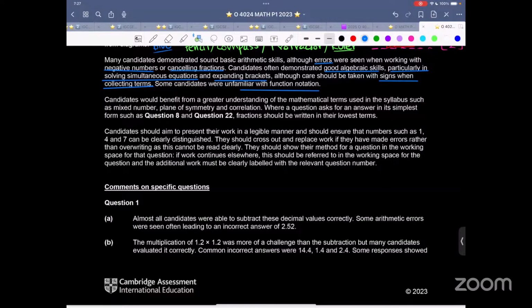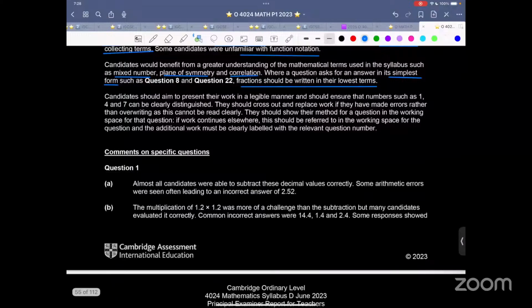Candidates would benefit from a greater understanding of the mathematical terms used in the syllabus, such as mixed number, plane of symmetry, correlation. Where a question asks for an answer in its simplest form, fractions should be written in the lowest terms. Now, this plane of symmetry is not applicable for us, the reason being that loci is no more part of the syllabus.